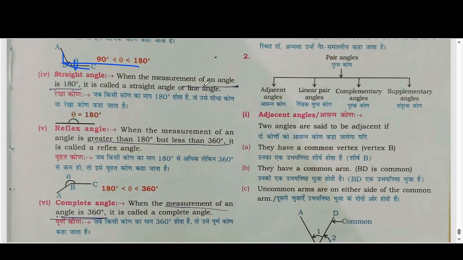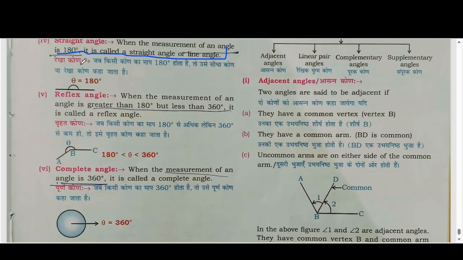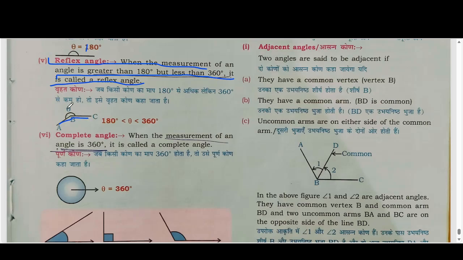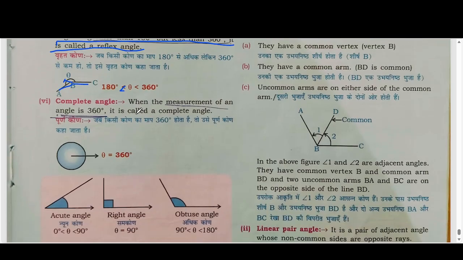Straight angle: when the measurement of an angle is 180, it is called a straight angle or a line angle. Theta is equal to 180 degrees. When the measurement of an angle is greater than 180 but less than 360, it is called a reflex angle. A, B, C, and that was theta, greater than 180 and less than 360.